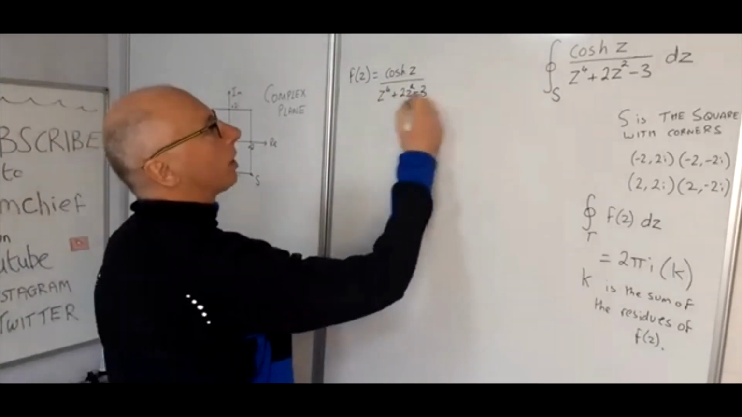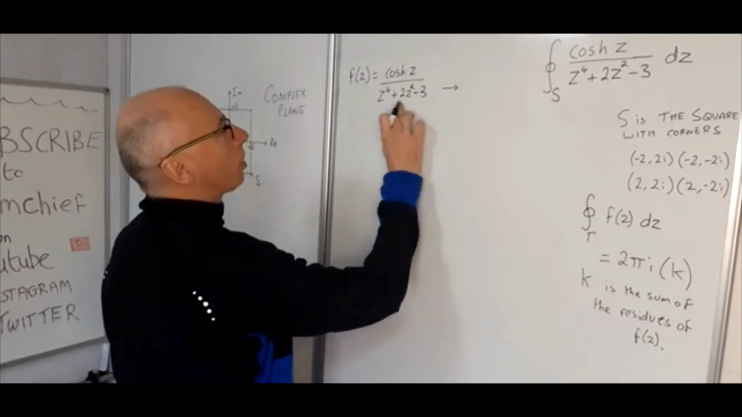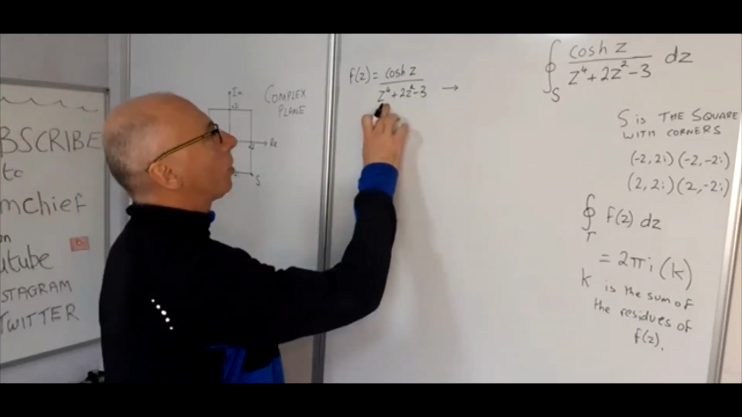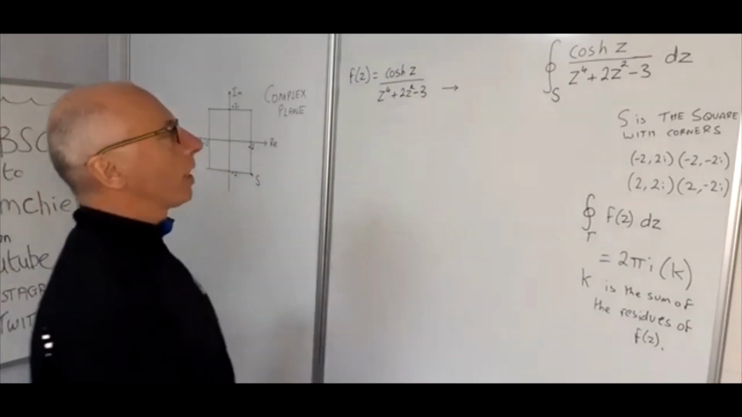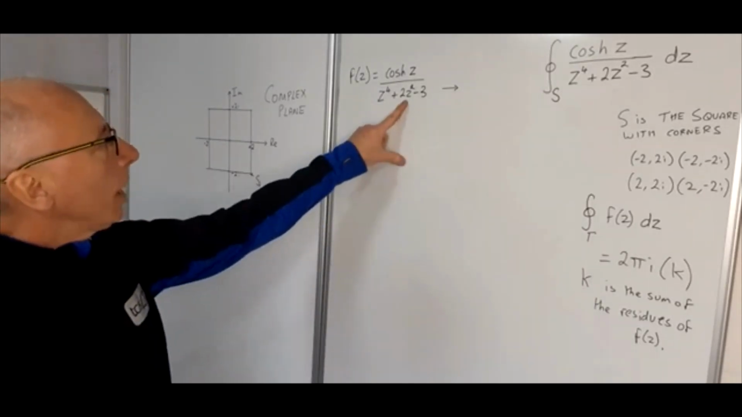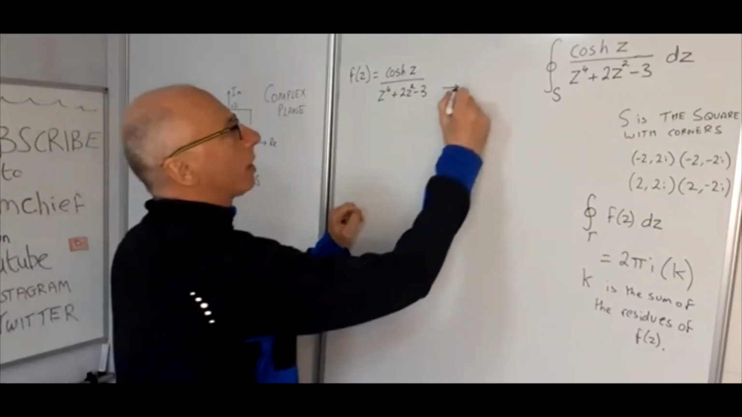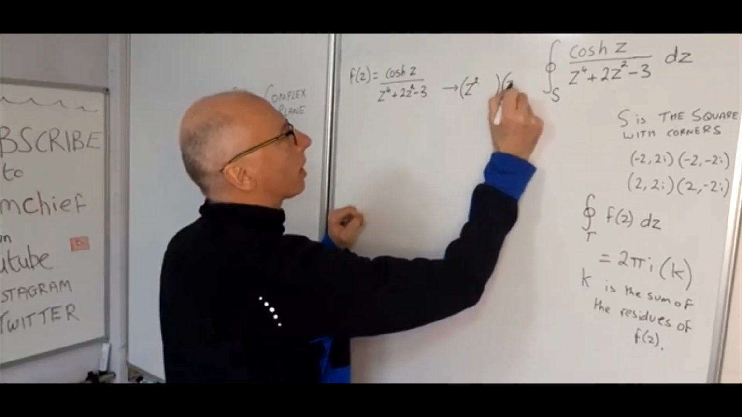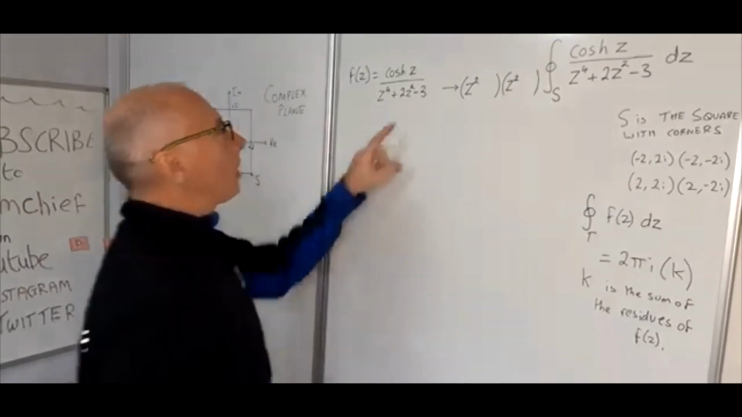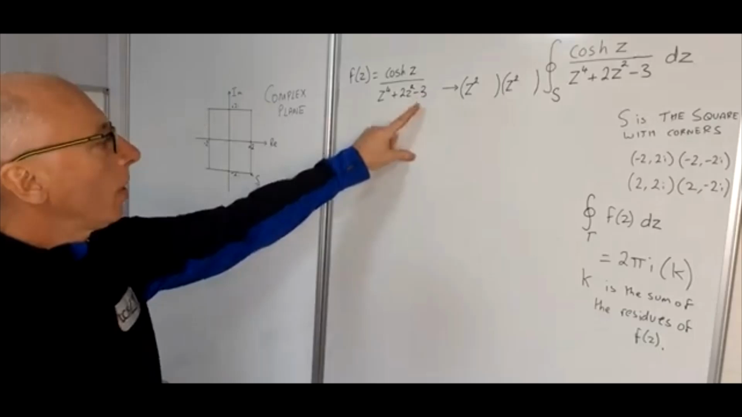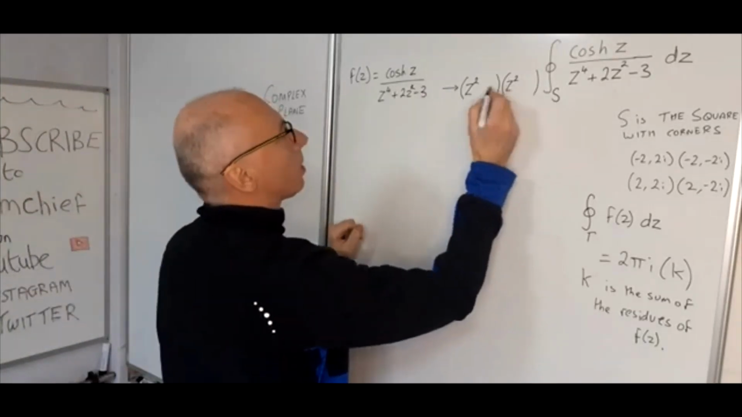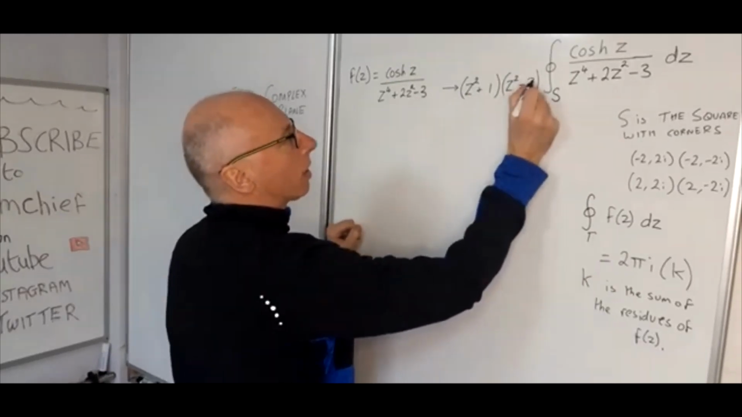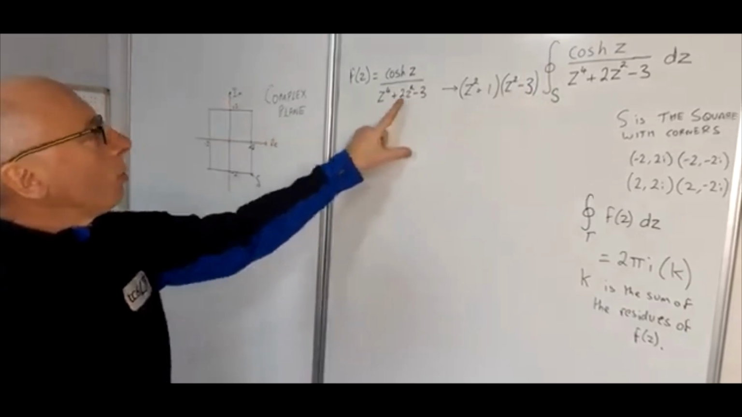So let's just put a little arrow here and look at this polynomial in the denominator. Now we've got z to the 4, a 2z squared and a minus 3, so it's looking quite handy. We could have a z squared and a z squared as our two factors. And then with a minus 3, we're going to have a plus 1 and a minus 3. So if we multiply this out, we should get this.